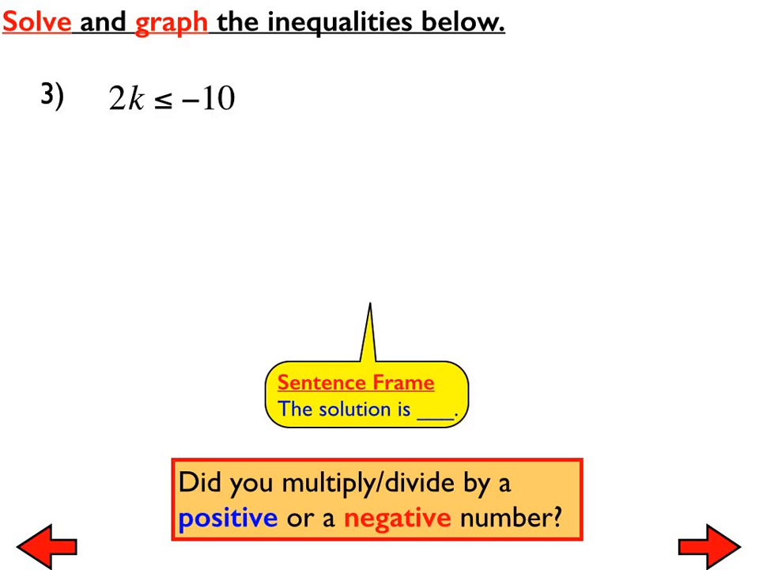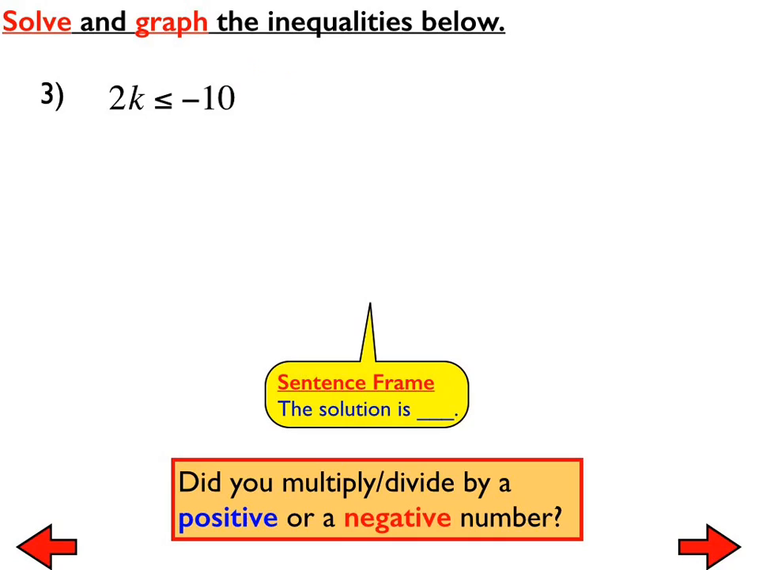2 is a +2. So we do not flip in this one. It doesn't matter that there's that -10 right there. And that is the most common mistake. Some people think, hey, I see a negative number right there. Therefore, I flip. The rule doesn't say if you see a negative number, you flip the inequality symbol.